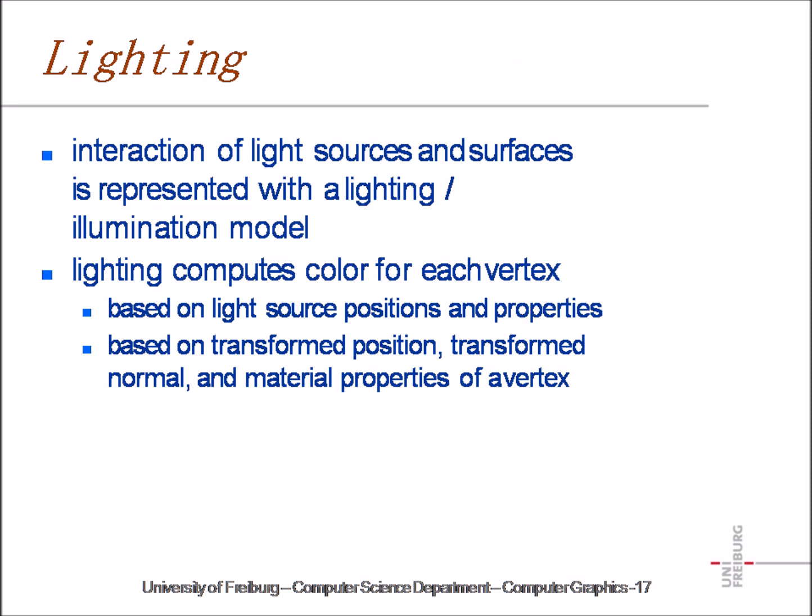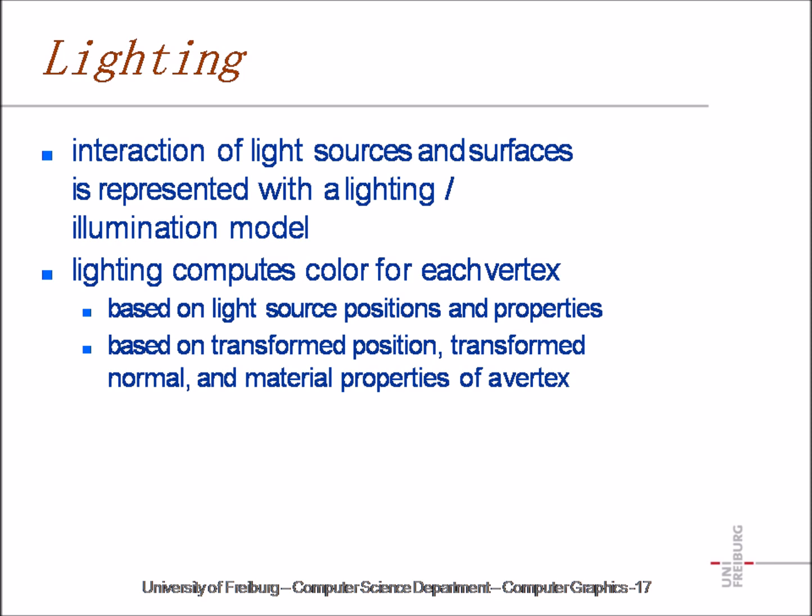Another important stage in vertex processing is lighting and illumination. This lighting or illumination is also helpful to generate shading on the objects. The concepts of lighting, illumination and shading have been discussed in detail in our previous lectures. However, for brainstorming, the interaction of light sources and surfaces is represented with a lighting illumination model.